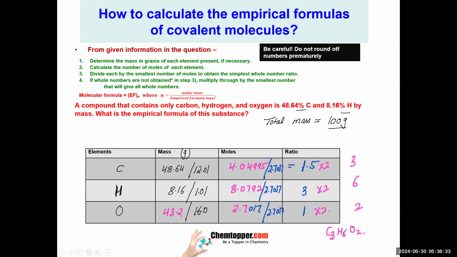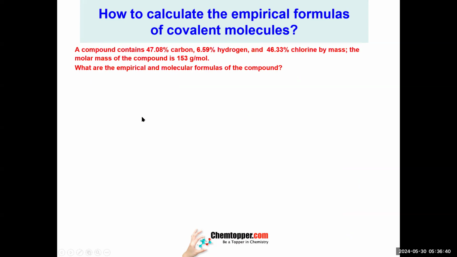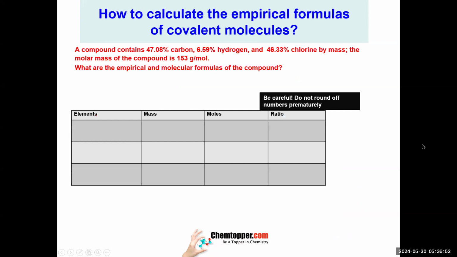So these questions can be there. Here the information is given as percent composition. In some cases, it will be given in the form of a reaction. We'll do different types of questions. Now this is a different type of question. Ready for this? Make the table. Fill the table. Assume the total mass as 100. So carbon, hydrogen, chlorine. These are the elements. The masses are 47.08, this is in grams, 6.59, 46.33. Get the moles. Divide this by 12.01, this by 1.01, this by 35.45.